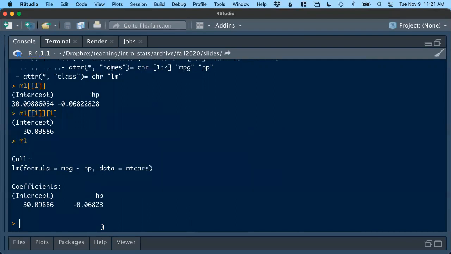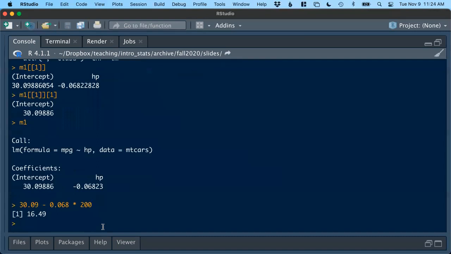Now, I'm asking this question. So of course, what I could do is say 30.09 minus 0.68 times 200 to obtain my expected value, 16.49. But I could certainly automate this. This is a program that should understand how to do this stuff implicitly. So let's automate it. What I'm going to do is create an object called new data.